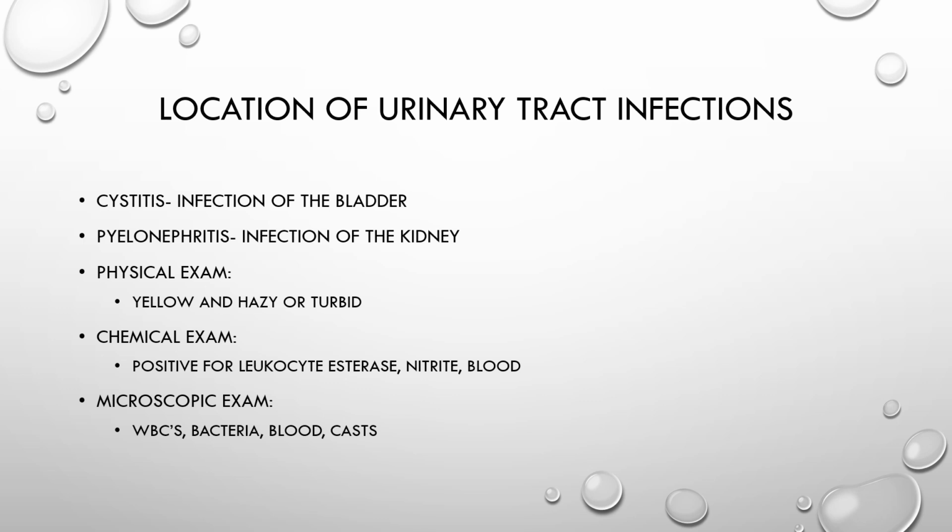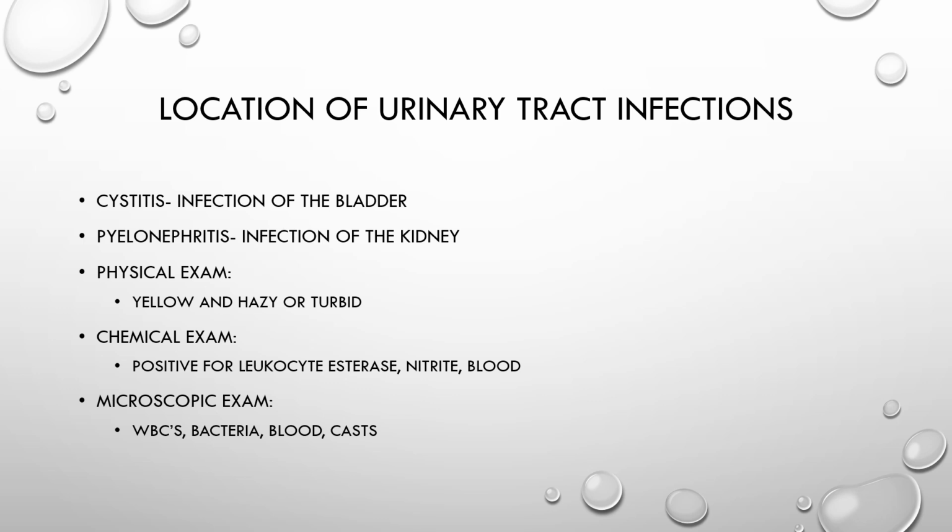So the physical exam of a urine from a person that has a urinary tract infection is yellow and hazy or turbid. Sometimes it could be pink or red if there's blood cells in there, but most of the time, if it's just a UTI, it's yellow, hazy, or turbid. The chemical exam for a person that has an infection is going to reveal a positive leukocyte esterase test, and that's basically a chemical that comes from the destruction of white cells, a positive nitrite exam, which usually is associated with urinary enteric organisms. They reduce nitrates to nitrites. And then finally, there could be blood on the chemical exam as well.